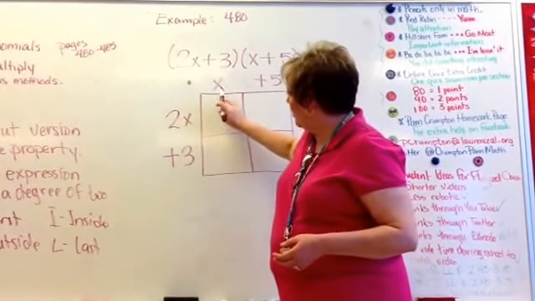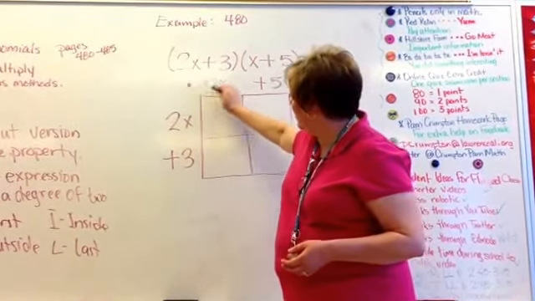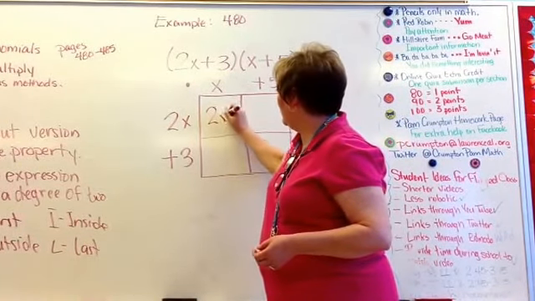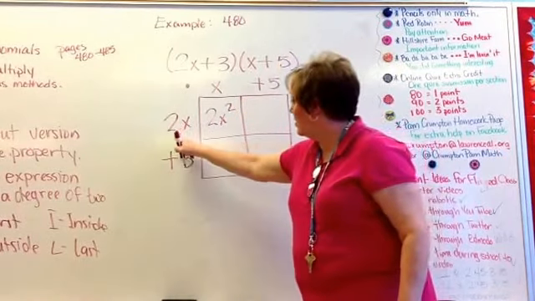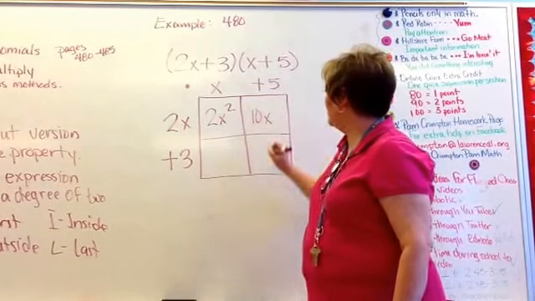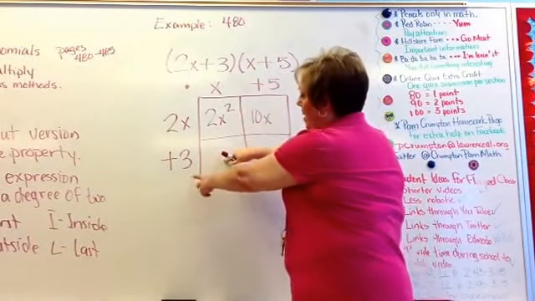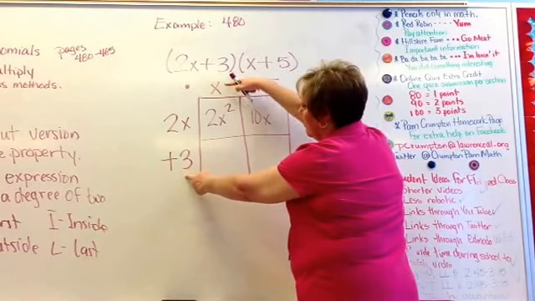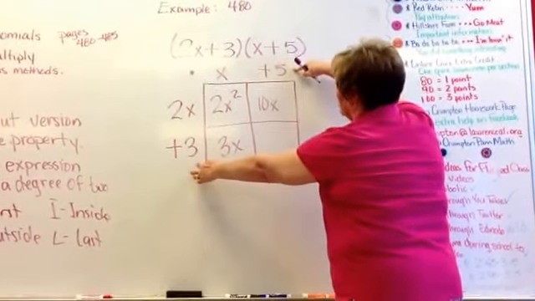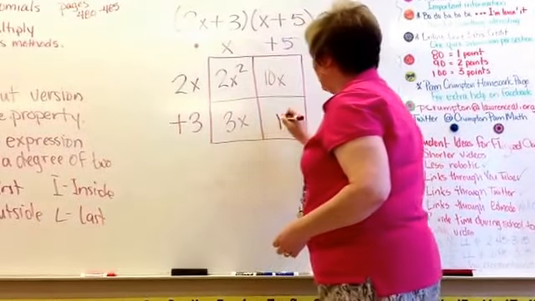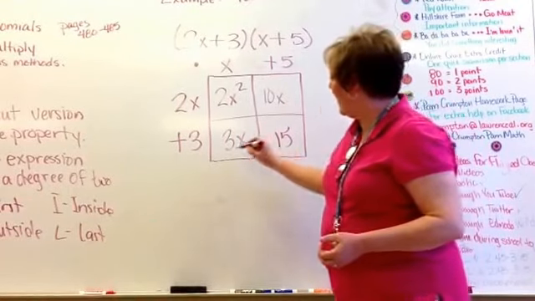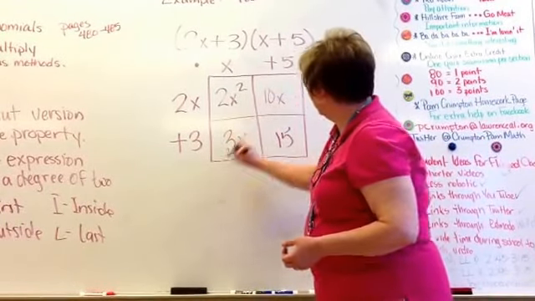And all you do here is still the same thing that we just did. We're multiplying. What goes in this box would be these two terms multiplied together. 2x times x, and that is 2x squared. 2x times 5 would be 10x. Then I would come to this box and I'm multiplying these two terms. 3 times x, that is 3x, and then 3 times 5 is 15.